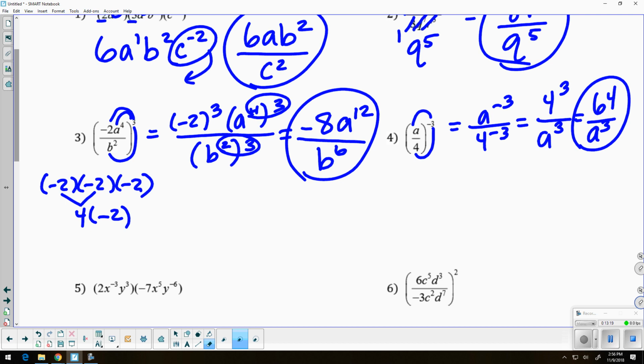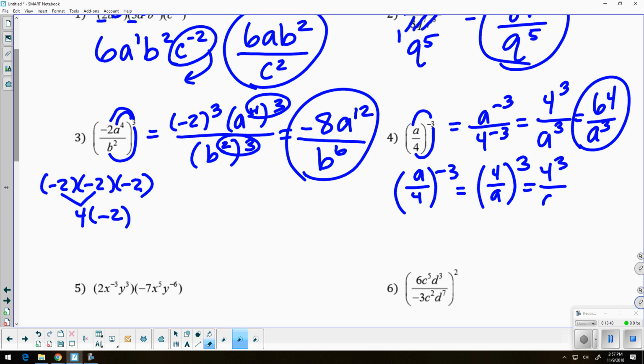Or even from the very beginning. So if I have a over 4 to the -3, I can make the whole thing a positive exponent if I flip it from the very beginning. So if I move it from the very beginning to be 4 over a, now it's being all raised to the positive 3rd power, and now distribute afterwards, doing 4 cubed over a cubed, which is the same as right above, you still get to the same answer of 64 over a cubed.